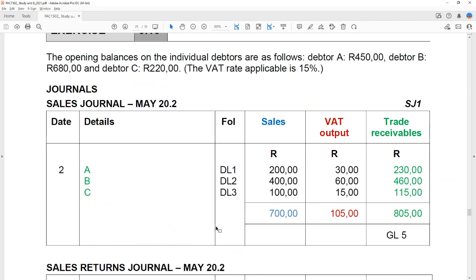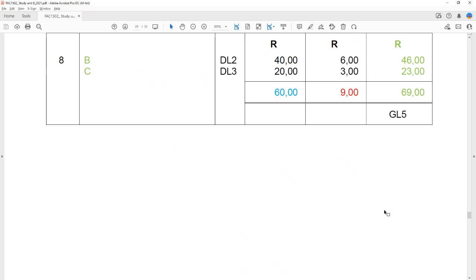So this is what you do every time. You must do these transactions, postings to your trade debtors. You check the sales journal, you check the sales returns journal, you check the cash receipts journal, you check the general journal to see, are there any transactions relating to the debtor? Now here we have 115 Rand. It's the sales of 100 plus the VAT of 15. We know this will increase the debtor, increase on the debit side. So there will be an entry on the debit side.